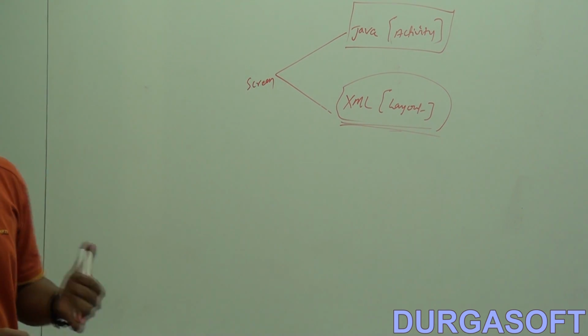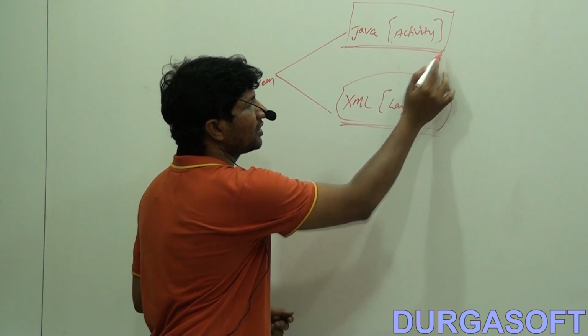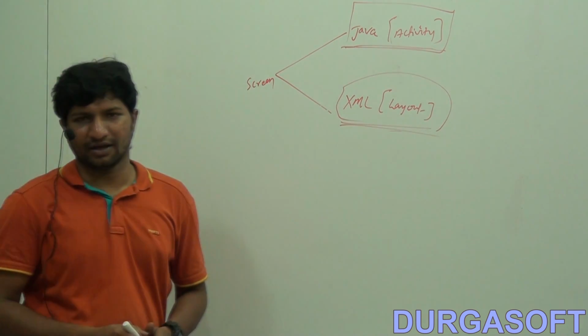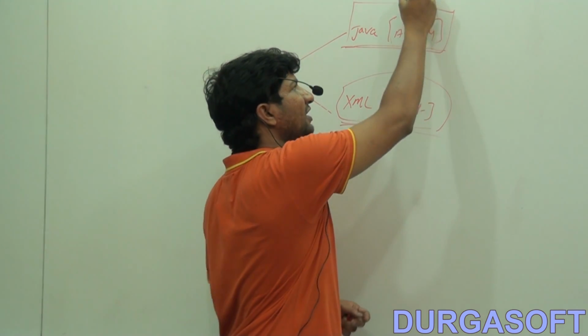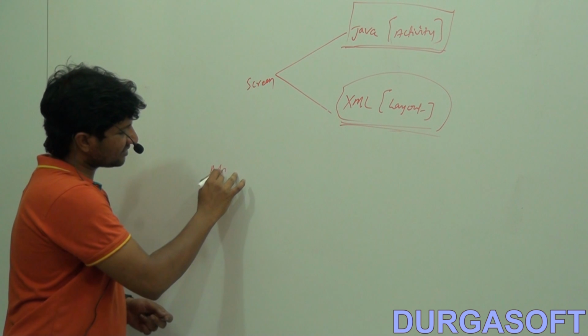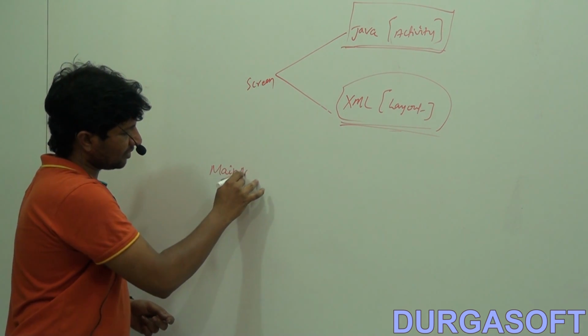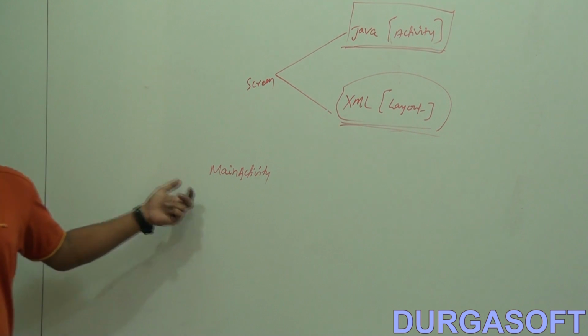So what is the first step to create an activity? There are some steps to create an activity. The first step is to create a class. Let us take my class name as MainActivity.